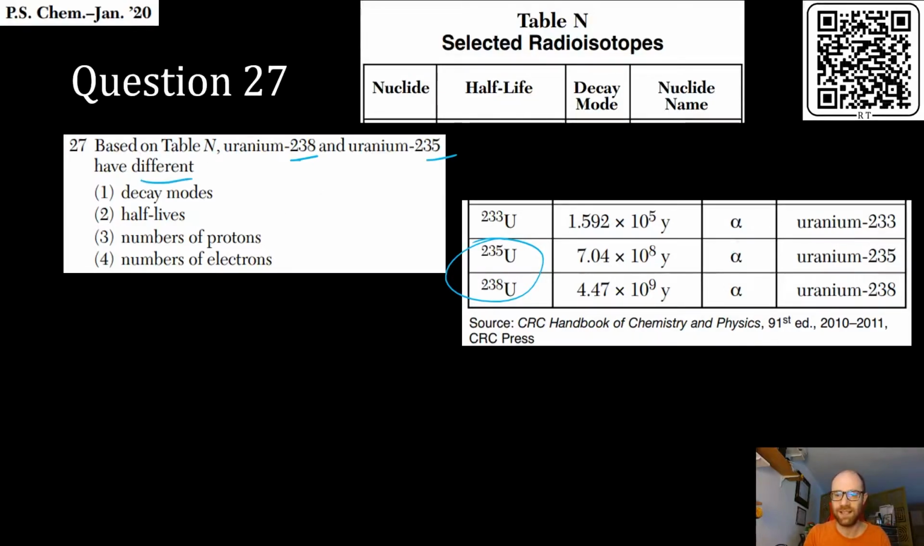Well, I can see that they have the same decay mode, so I'm turning that out. Number of protons, well, that's not shown, but since they're both uranium, and all elements are defined by their number of protons, they both have 92 protons in their nucleus, and since they are atoms, usually, unless you hear different, they also have 92 electrons, so we're really only left with 2, but just to confirm, they do in fact have different half-lives, about 4.5 billion years and 700 million years, so yeah, different enough.